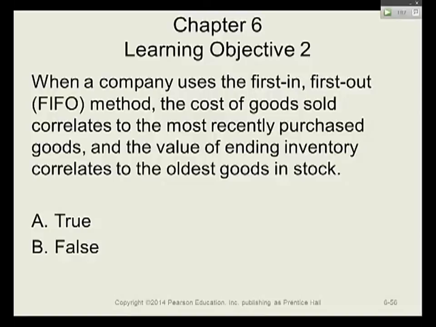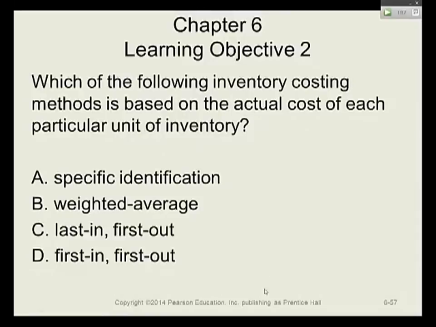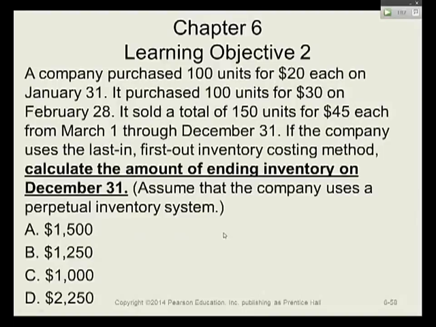I had a professor at NYU who told us that if you don't understand FIFO, you could basically change the name of the method to LISH. Last in, still here, right? And if you don't remember LIFO, remember the word fish. First in, still here, right? So this is LISH. Last in, or the newest, and therefore this one would be false. And of course, the actual cost here would be specific identification.